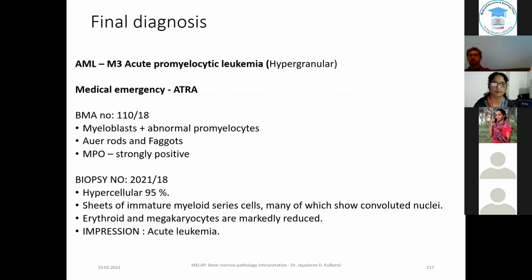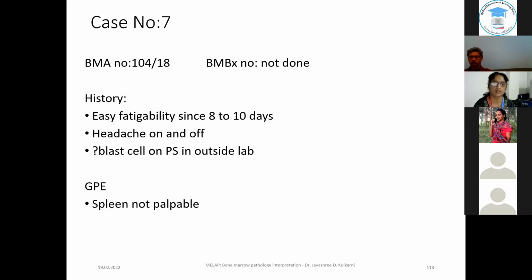PML-RARA copy number is done. And this is a case of acute promyelocytic leukemia, hypergranular variant. And that is why it presented with pancytopenia. The hypogranular variant typically has a very high count and is easy to pick up. Whatever it is, this is a medical emergency because they need to decide to give ATRA. So as soon as you see an APML, you have to inform your clinician about it.